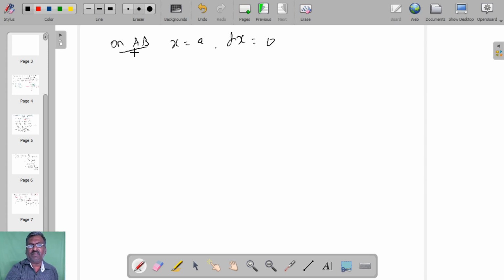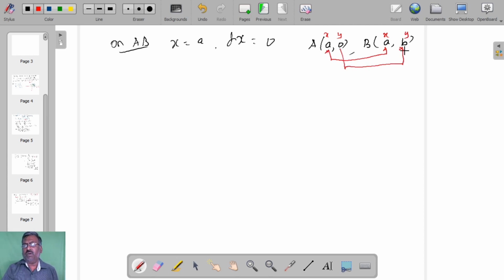Now see the points A and B. Point A is (A, 0) and the point B is (A, B). Coordinate of B is (A, B). See now which one is variable here. The first one is x, the second one is y. X varies from A to A, so there is no change in the x axis. Y varies from 0 to b. So y is the variable here. So the y limit is from 0 to b.